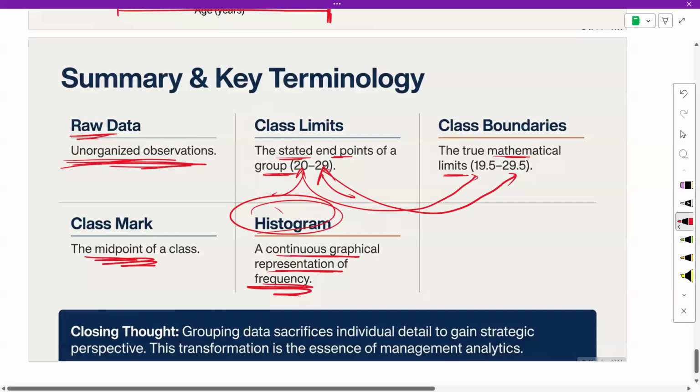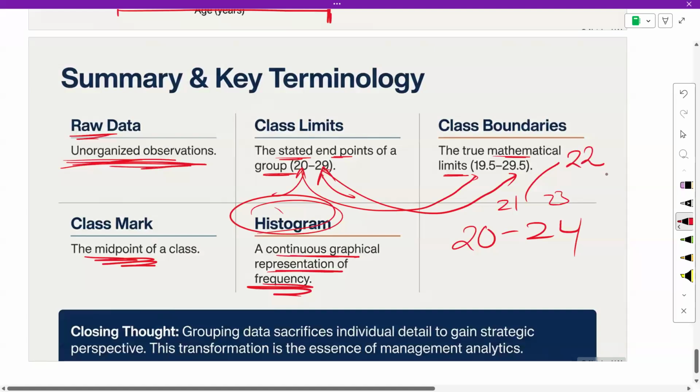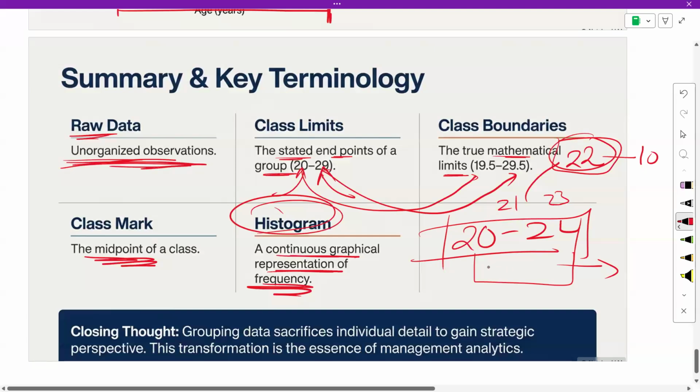So, closing thought: grouping data sacrifices individual detail to gain strategic perspective. This transformation is the essence of managerial analytics. What does it mean? For example, age 20 to 24. Say this class does not have any 21 or 23 year olds, it may have only 22 year olds, or 20 year olds only, and all 10 belong to this age. But when we look at the class level, it is interpreted as 10 employees with an age range of 20 to 24. When we look at the individual level, this class represents only 22, and it may hide the information that there are no people aged 21 and 23.